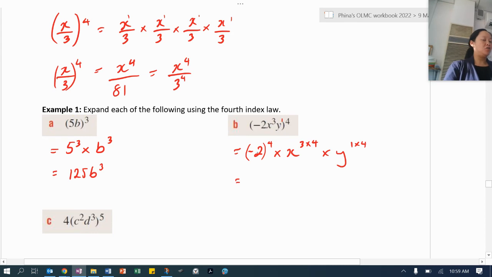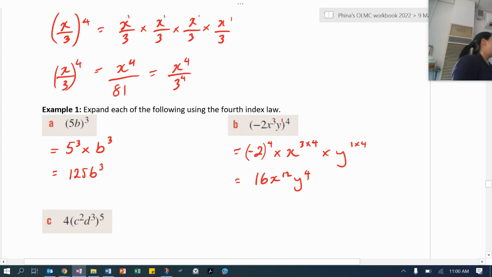So negative 2 to the power of 4. What's the trick with the even power? Is my answer going to be negative or positive? Do you remember that? It's going to be positive, all right? So that's a quick trick you can use. So then 2 to the power of 4? 16. Good. So 16, x to the power of 12, y to the power of 4.